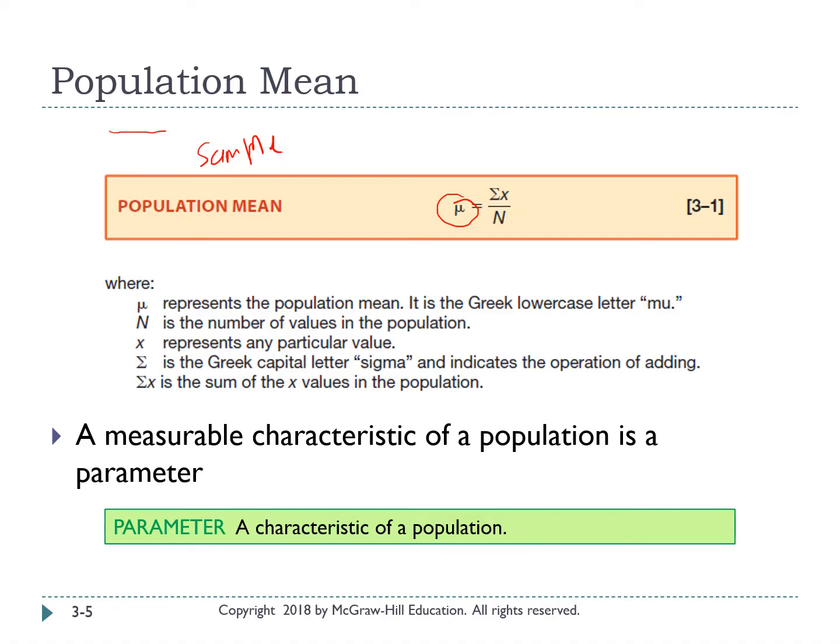It is equal to the summation of x. What is x here? x is the observation. So it is the summation of all your observations divided by capital N. What is capital N here? Capital N refers to the number of members in the population. Any measurable characteristic of your population is called a parameter. So when you have computed mu, the summation of x over N, you will get perhaps 5.1. This 5.1 is called a parameter. What is a parameter? A parameter is just a characteristic of your population.